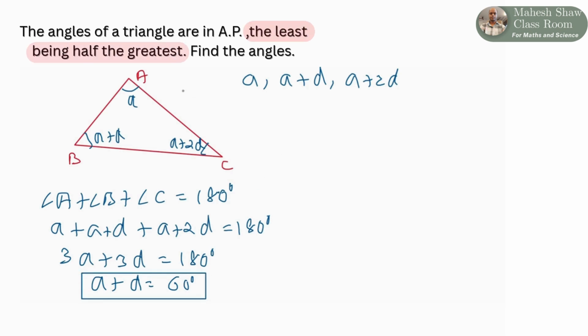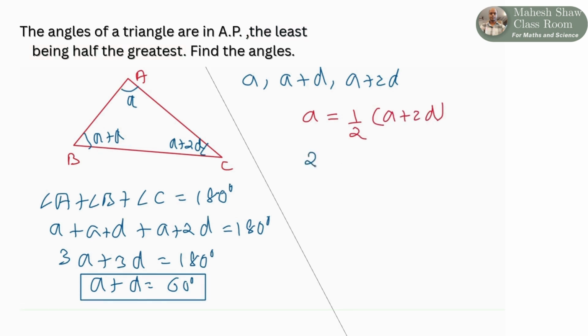It's given in the question that the least is half the greatest. So the least clearly is A over here. The least is A, and this is half the greatest. So this is half of the greatest, which is A plus 2D. Now we can transpose 2 to the other side. So this is 2 times A is equal to A plus 2D. Further transposing A to the left hand side, we get 2A minus A, so A is equal to 2D. Now this is the second relation we obtained between A and D.